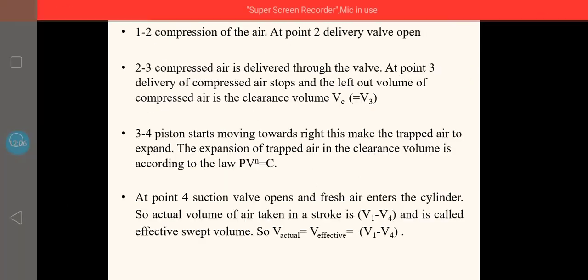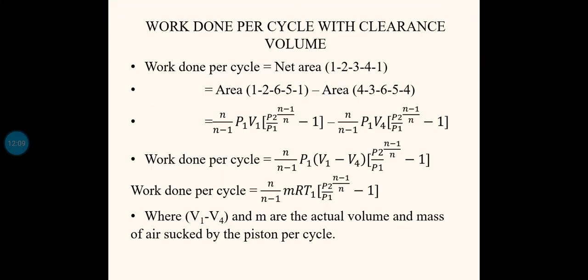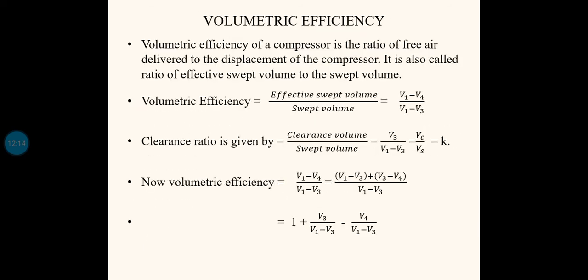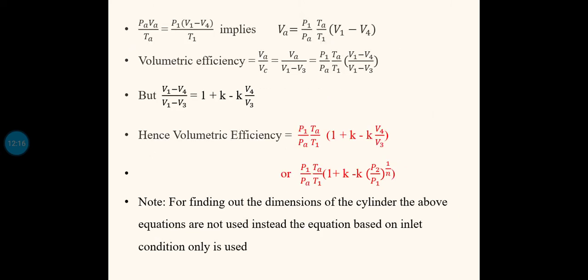Okay, that is what is used in that equation. That swept volume means the displacement of the piston. That much volume corresponds to the displacement of the piston. So the volumetric efficiency is defined as the free air delivered by the displacement of the piston, that is VC. That is actually equal to VA by V1 minus V3. So VA can be written as P1 into TA, and this equation can be substituted for VA. So P1 TA by PA T1 into V1 minus V4 divided by V1 minus V3.